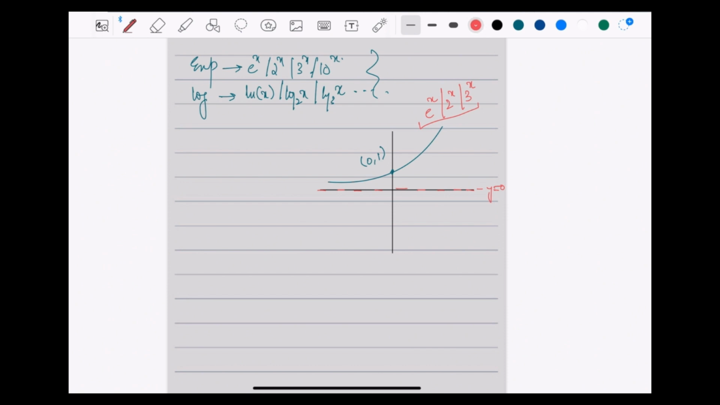Now if I have to draw the inverse, f inverse of x, it is a reflection in the line y equals x. So let me draw y equals x. If this line passing through (0, 0) is the mirror, the reflection may look like this.